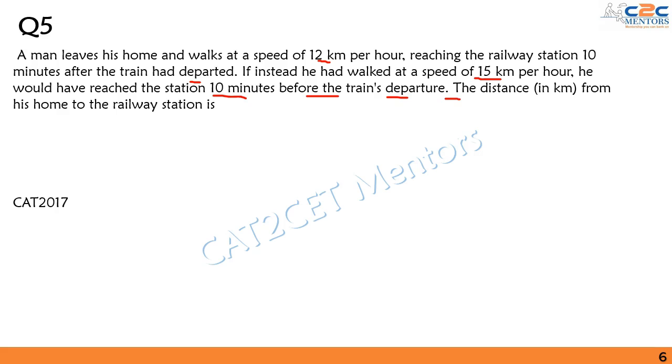Now, in both the scenarios, distance that he is going to travel is constant. Initially, he is going to travel at 12 kilometers per hour, and he is going to require 10 minutes more. And after he is going to travel at 15 kilometers per hour and he is going to require 10 minutes less. But in both the scenarios, he is going to travel the same distance. So I can equate the distances that he has traveled. So distance is equal to time multiplied by speed.